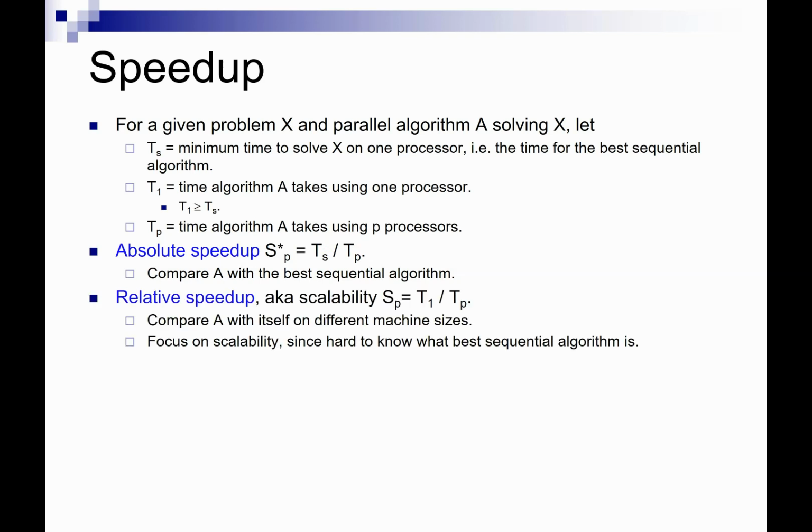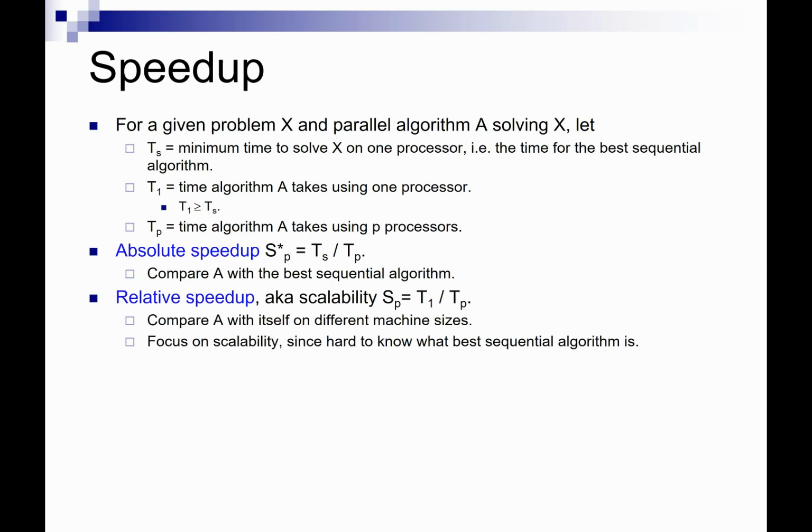Now, the problem with this absolute speedup is that we usually don't know what TS is. For many problems, we don't know what the best sequential algorithm is. So instead, we can use another measure called relative speedup, which is also called scalability. This is denoted as S sub P, and this is defined as T1 divided by TP.